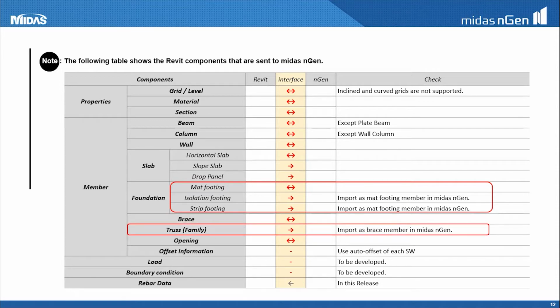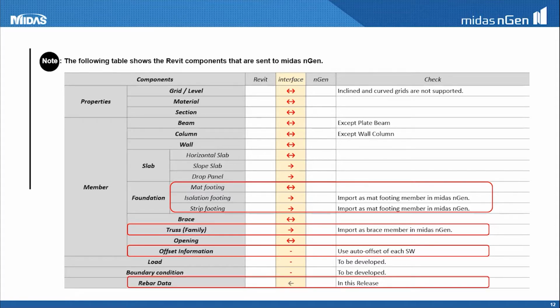Revit Structure provides the concept of a family format in the truss structures, but when imported into nGen, it becomes individual brace members instead of the original format. Offset information does not need to be considered because both nGen and Revit have automatic shape offset functions. The Rebar interface features have been developed in this release version.